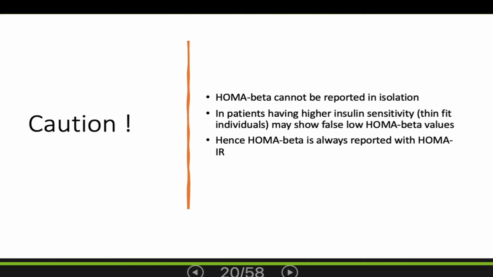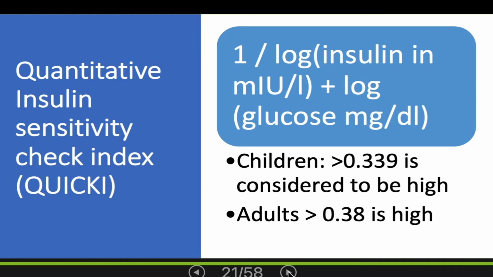This is one of the challenges, right? So whenever you give a report of HOMA beta, it has always to be given with HOMA IR. HOMA beta cannot be interpreted in isolation. This is something which labs and the doctors also need to really understand.